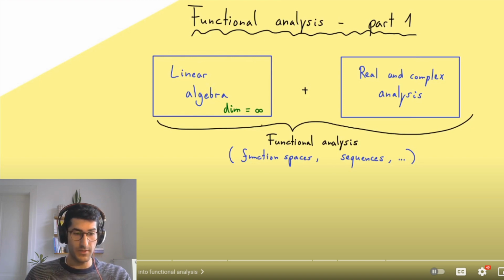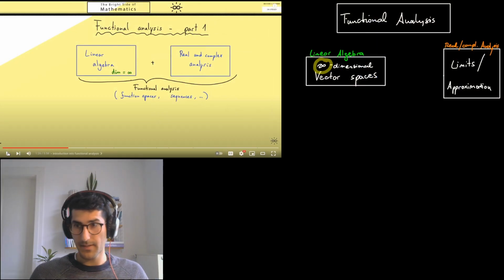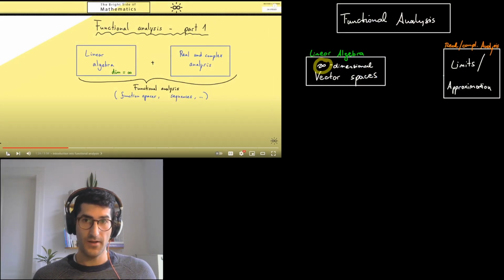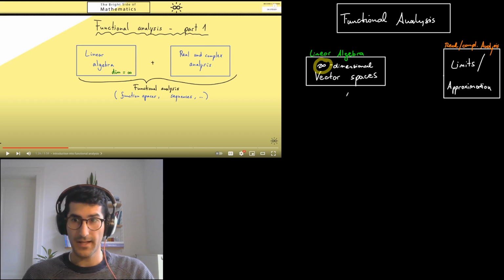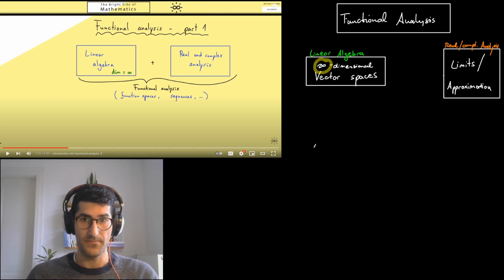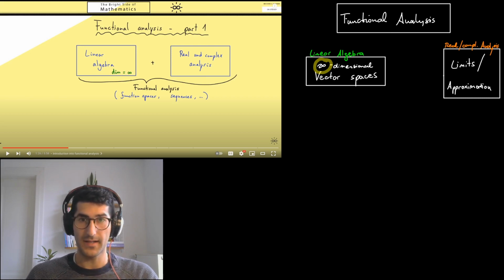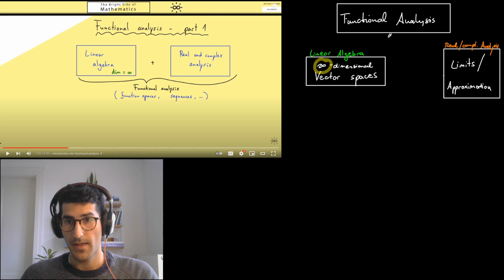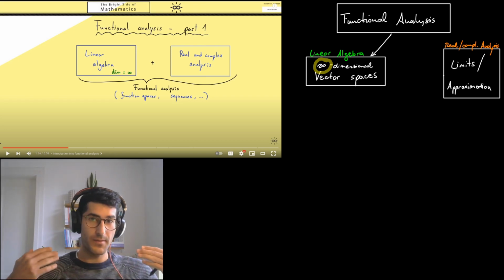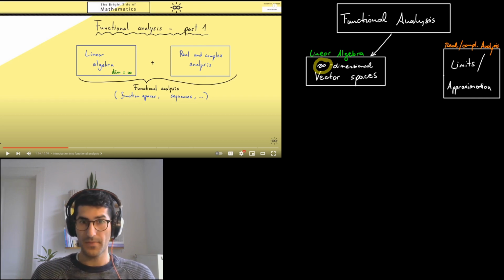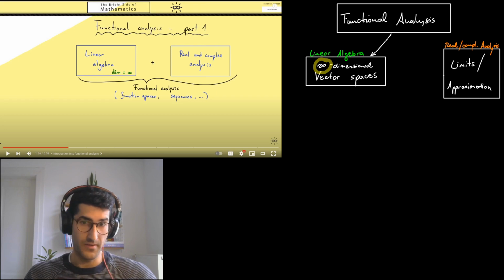So, let me comment on this. We have these two sides of functional analysis, linear algebra and real and complex analysis. Linear algebra is the part that tells us about the study of vector spaces. So vector spaces are the central object here. And in functional analysis, we are in particular interested in studying infinite dimensional vector spaces. But let us start with the basics again.